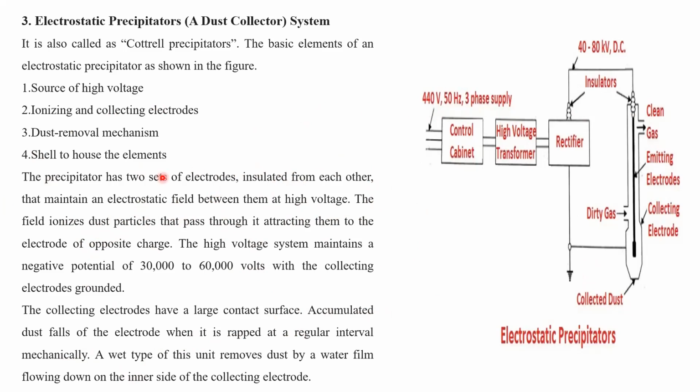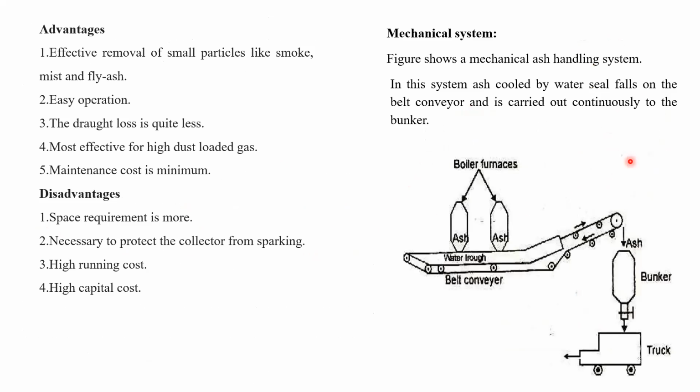Whatever electric field is generated inside the electrostatic precipitator due to the high voltage DC current, this phenomenon is called the corona effect. Due to this corona effect, the ash ionizes into positive and negative charge, and they are attracted toward the emitters and collectors accordingly with the charge. So this is the best way to remove the ash.